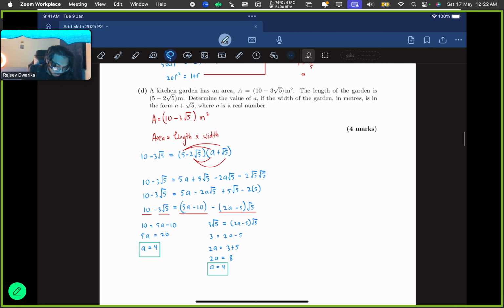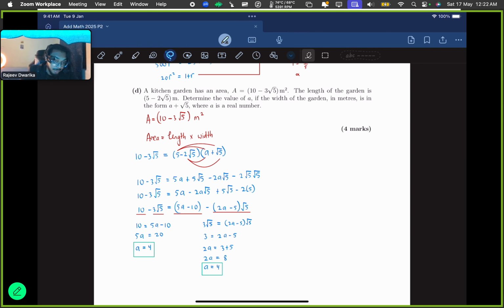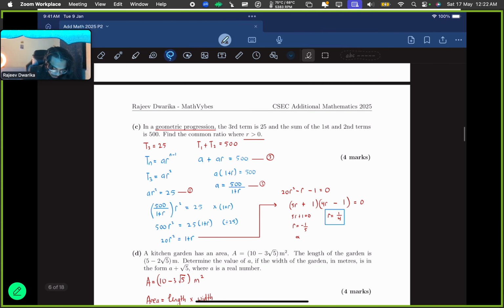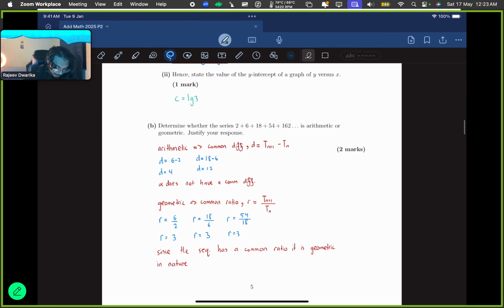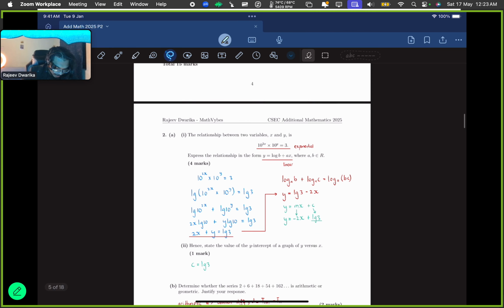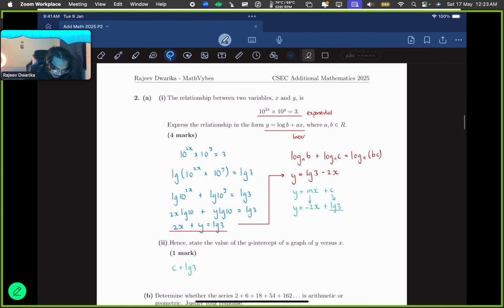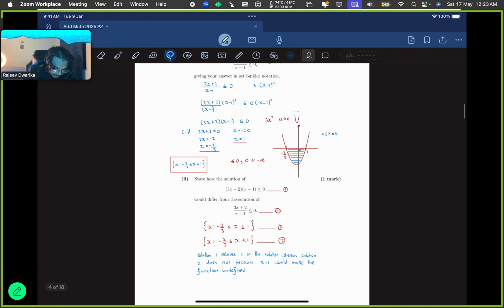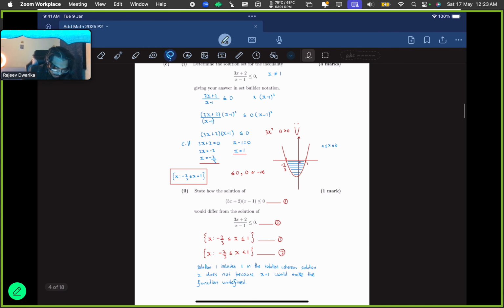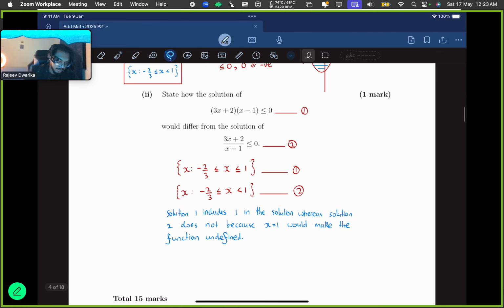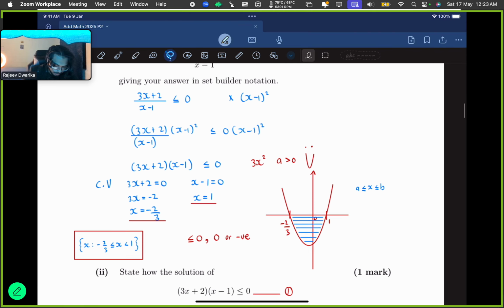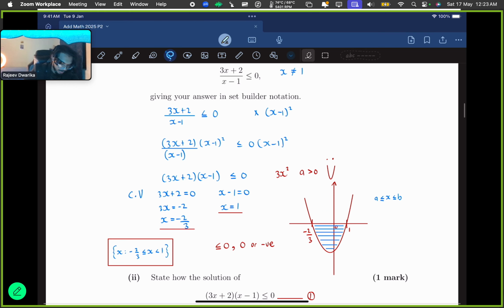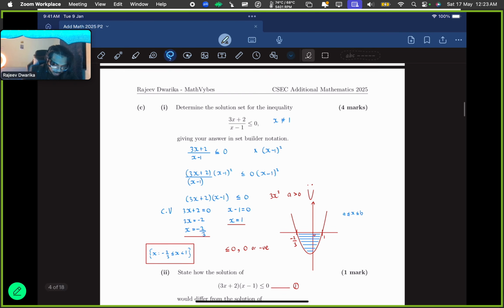You get this correct. I'm really surprised you get this correct, big up yourself. You get this correct, r is equal to a quarter. Get this correct. You lose a mark here. I found the correct range but I didn't get the less than, I put less than or equal to. So you can lose a mark here too, minus 1.